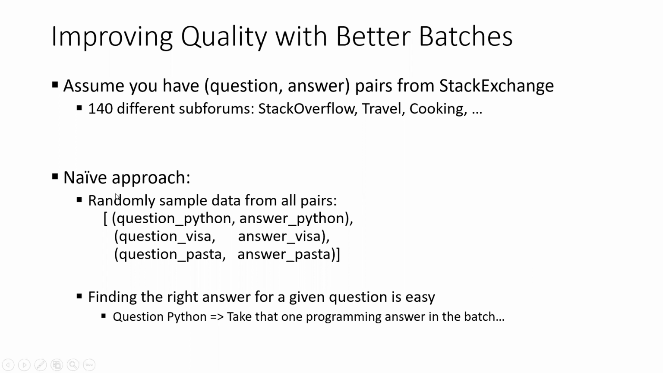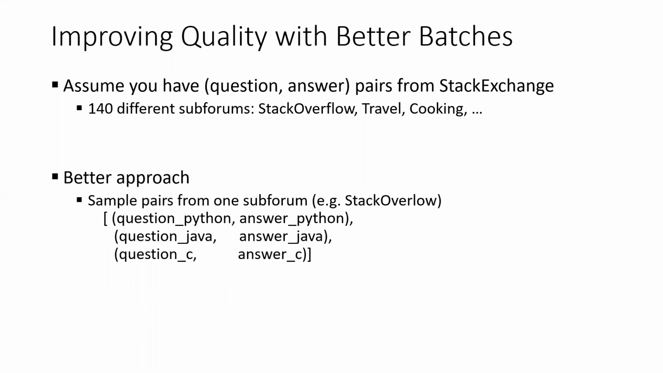The naive approach would be that you randomly sample from all pairs. So in your batch, you have a question on Python with the answer for this Python question. You have a question for visa and traveling with the answer for this visa traveling problem. And from cooking, you have some question how to cook pasta with the answer how to cook pasta. And here finding the right answer for a given question is quite easy. I mean, you have the question for Python, and then in the batch, you just have to look for the one programming answer in the batch. So it will not identify what is the specific answer to this specific Python question, but just check the batch, what is one programming answer.